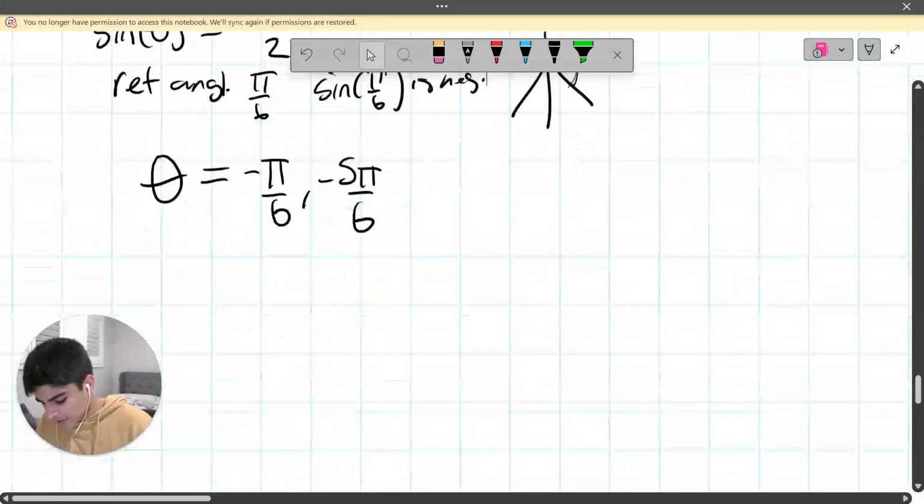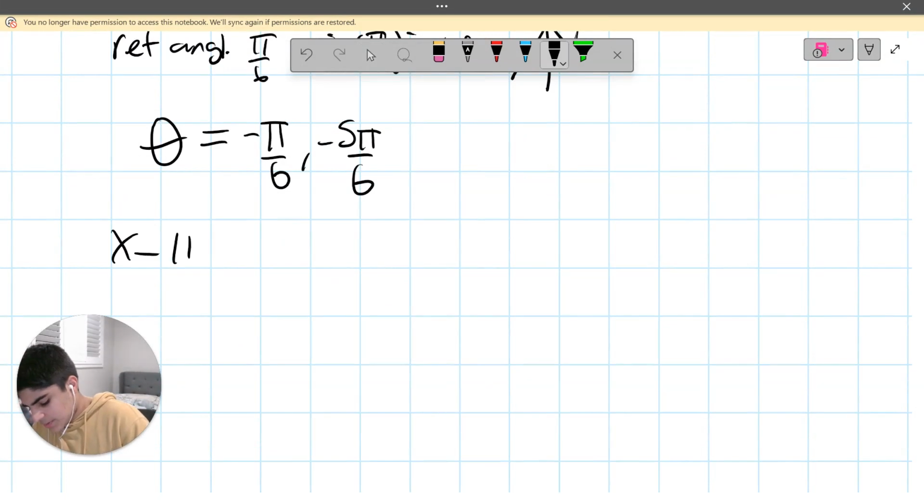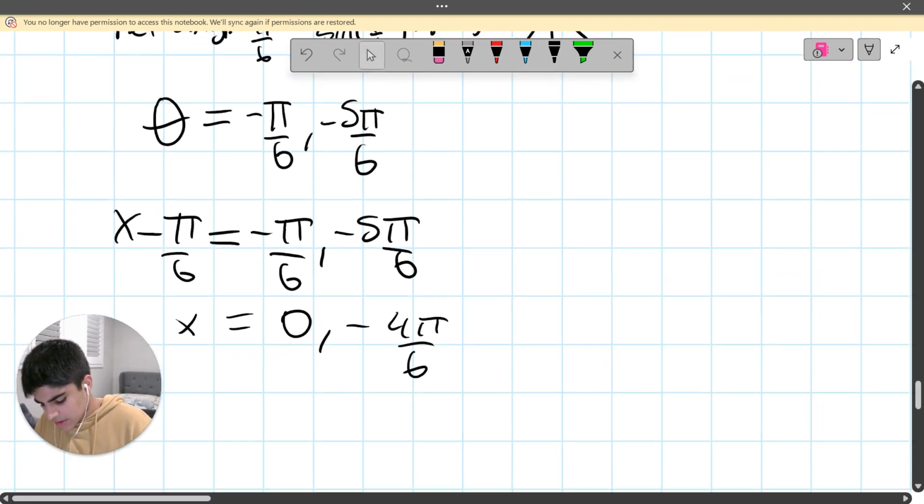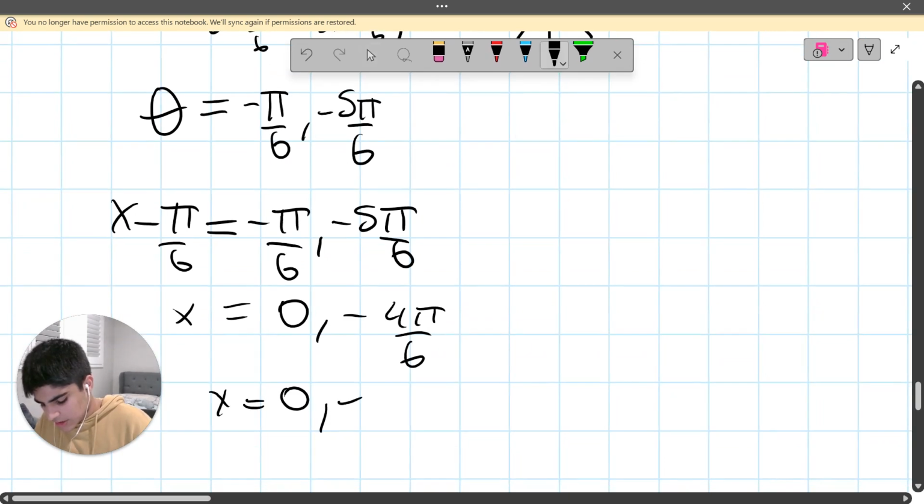Let's sub in x minus pi on 6. x minus pi on 6 equals negative pi on 6, negative 5 pi on 6. Add pi on 6 to both sides. x equals 0, negative 4 pi on 6. x equals 0, negative 2 pi on 3.